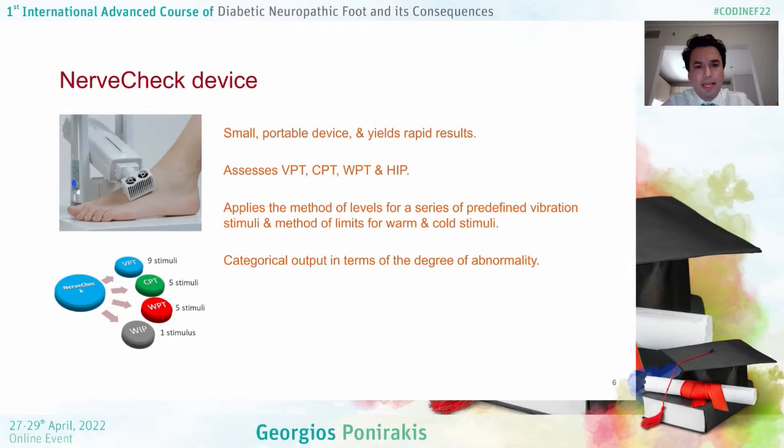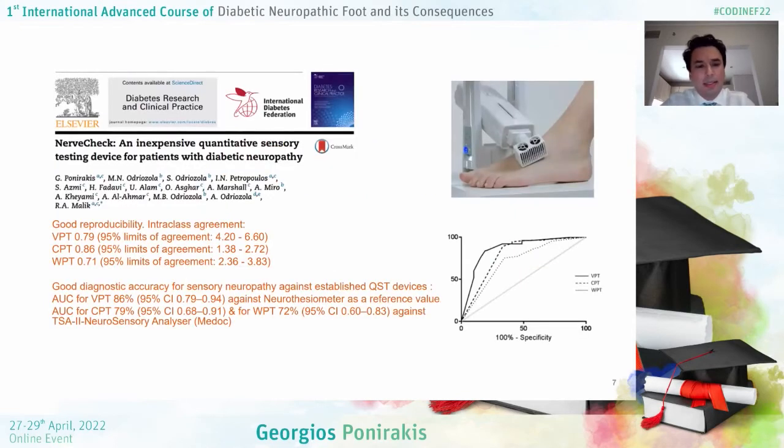The way it works, it applies the method of levels for a series of predefined vibration stimuli and the method of limits for warm and cold stimuli. It has, for example, for the vibration test, 9 different stimuli including null, and 5 different stimuli for the cold or warm perception threshold, and only 1 stimulus for the heat-induced pain. Its output is categorical in terms of degree of abnormality.